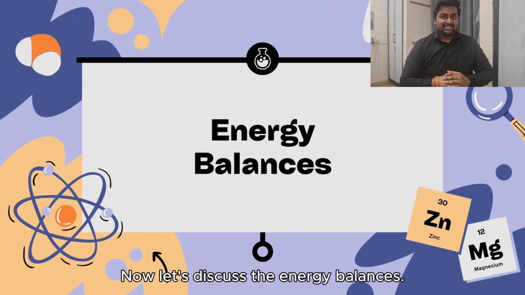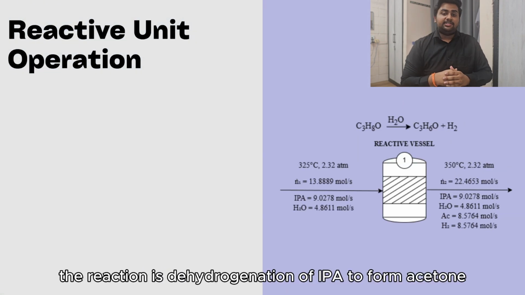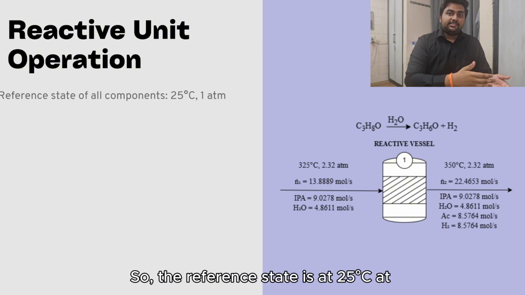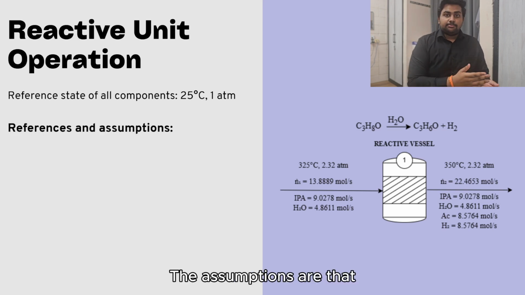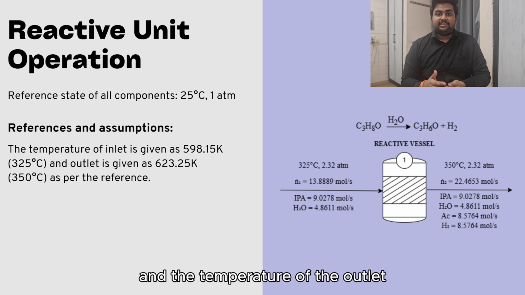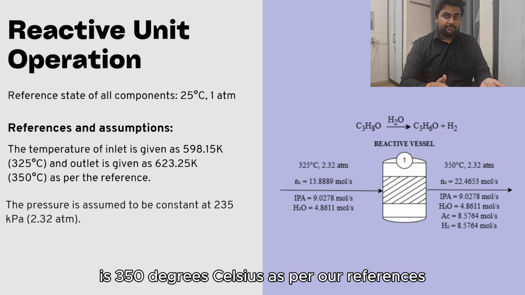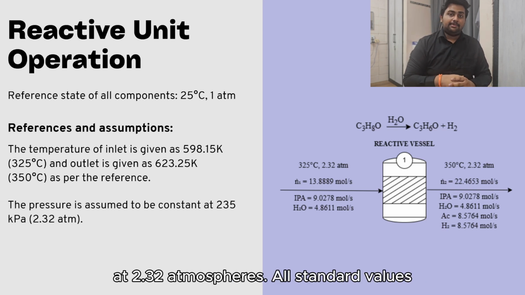Now let's discuss the energy balances. We'll start with the reactive vessel. Obviously the reaction is dehydrogenation of IPA to form acetone as well as hydrogen gas. So the reference state is at 25 degrees Celsius and 1 atm. The assumptions are that the temperature of the inlet is 325 degrees Celsius and the temperature of the outlet is 350 degrees Celsius as per our references, and the pressure is assumed to be constant at 2.32 atmospheres.